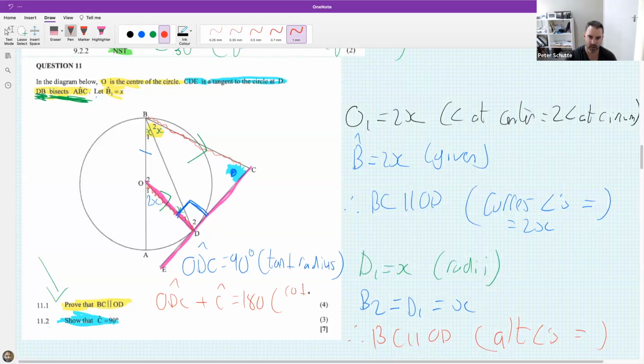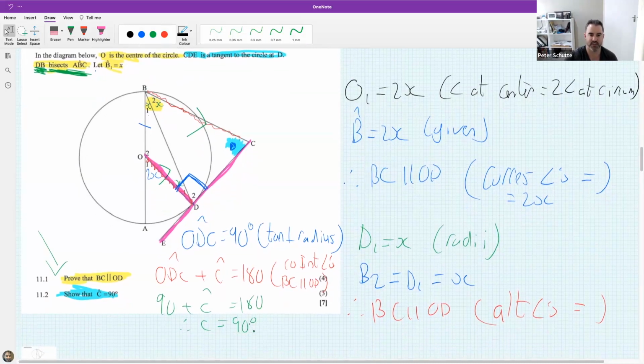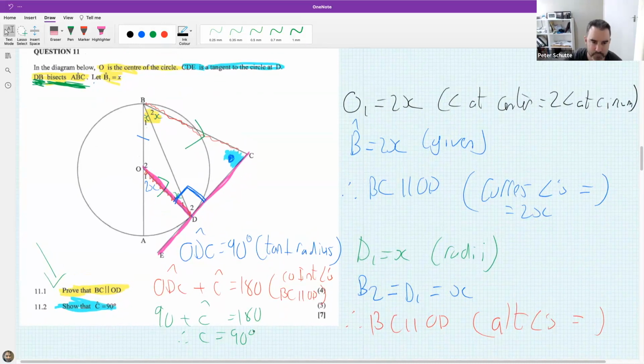And we can say co-interior angles, BC parallel to OD, but you know ODC is 90, right? You just showed that. So therefore, C must also be 90 if it's going to add up to 180. So the only way we get to 180 is if this is 90 and that's 90. And they are parallel lines. So a lot of students would have forgotten that they've just proved these are parallel, so they wouldn't remember to use them going forward. And I think that's a common mistake that we make.